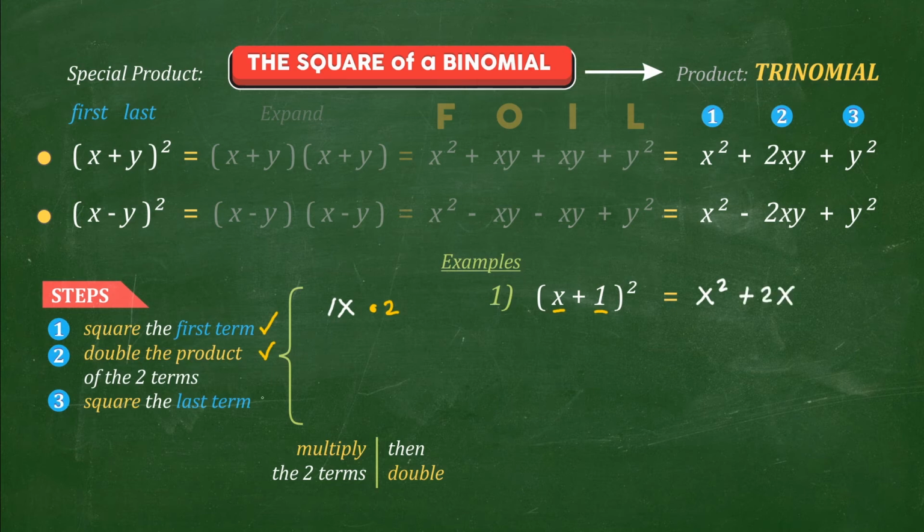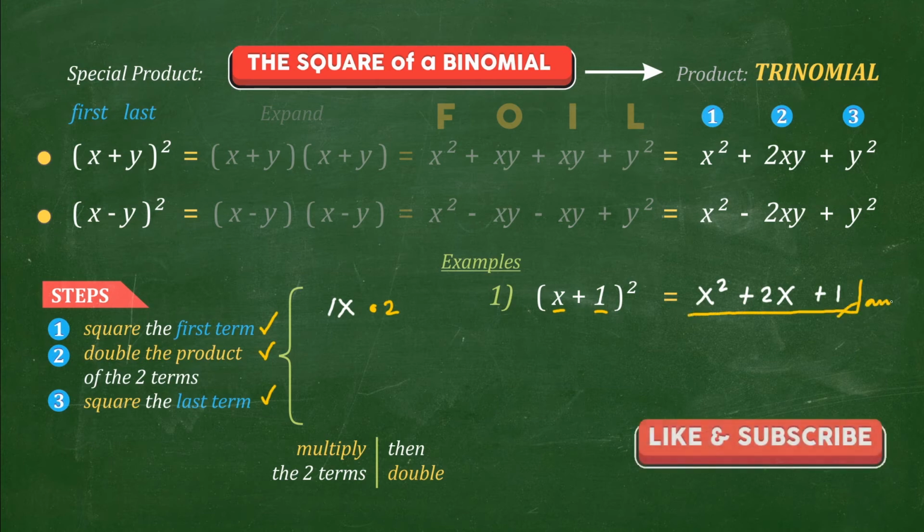And step 3, square the last term. Therefore, the square of 1 is 1 squared or 1. We now have the final answer. Easy?